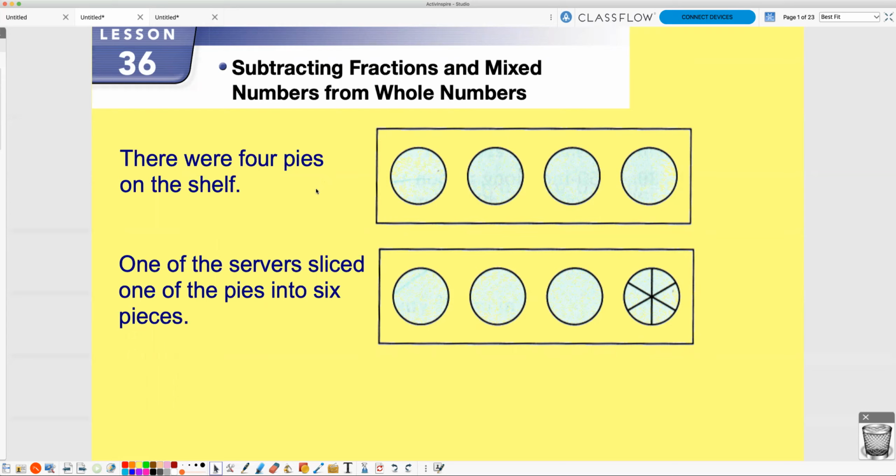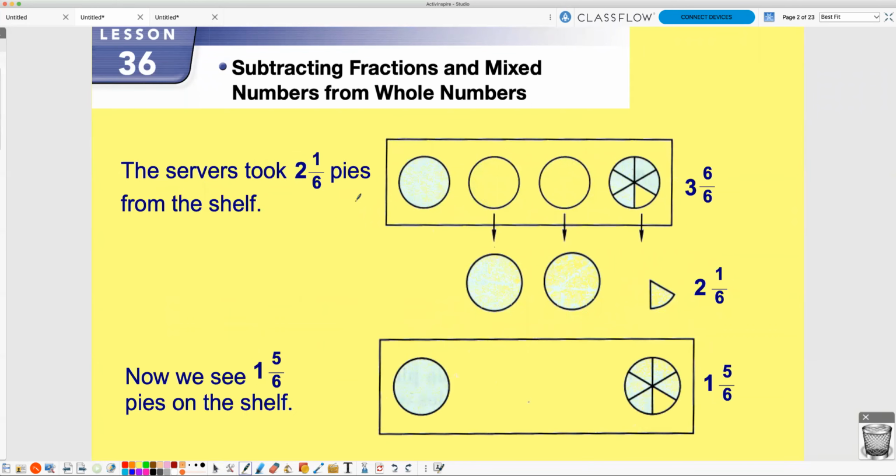There were 4 pies on the shelf. So you see 1, 2, 3, 4. One of the servers sliced one of the pies into 6 pieces. So you can see that one of the pies is sliced into 6 equal pieces right here. 1, 2, 3, 4, 5, 6 equal slices. The servers took 2 1/6 of the pie from the shelf. So 2 whole pies were removed from the shelf and 1/6 was also taken.